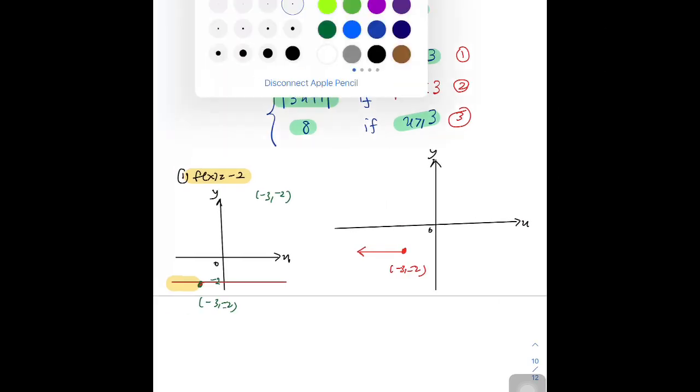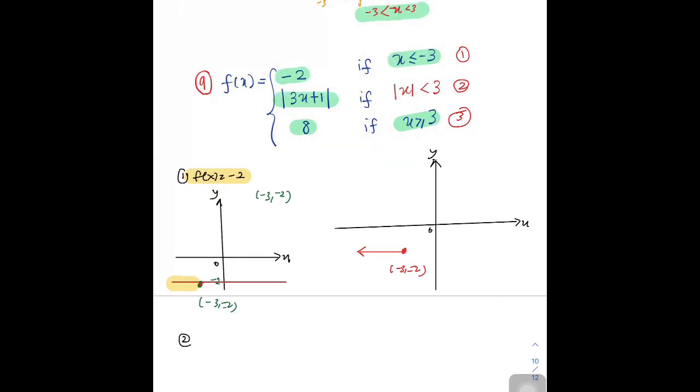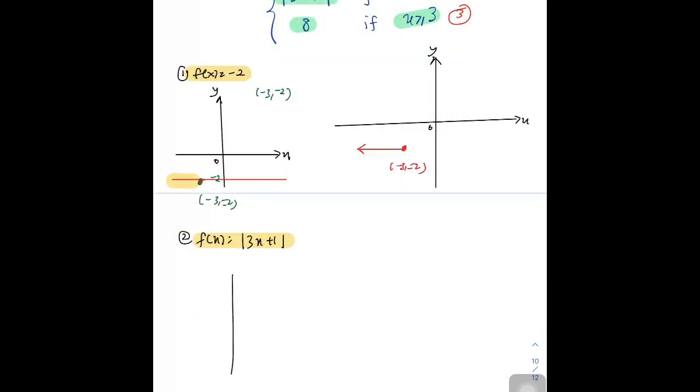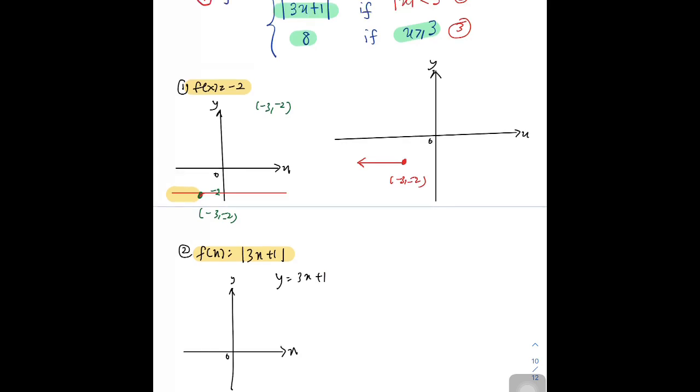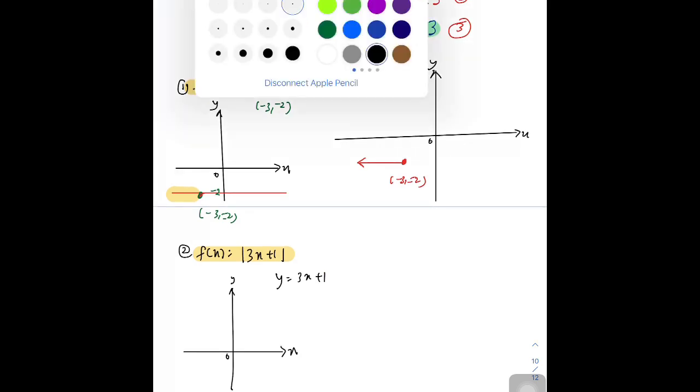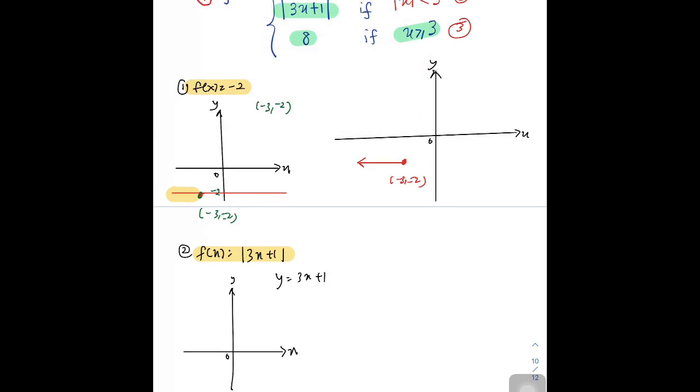Okay. Let's proceed with graph number 2. This is a bit difficult because you've never done this before. So let me show you how to solve f(x) is modulus of 3x plus 1. The trick is, first of all, let's just draw without the absolute value, meaning let us graph 3x plus 1. Now let's just use the two endpoints from just now, which are 3 and minus 3.